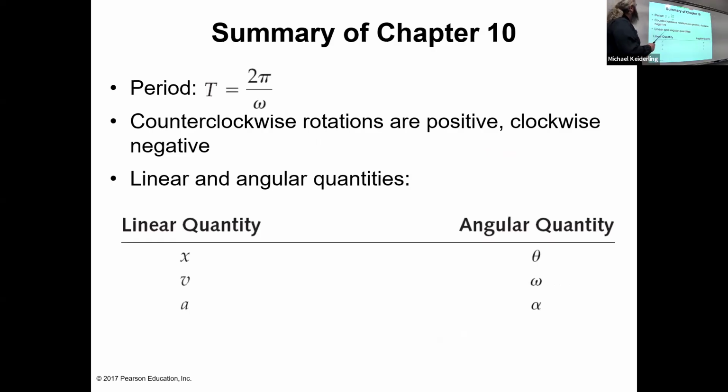The period of rotation is 2 pi over omega. One rotation is 2 pi radians. Omega is the rate of rotation. Conventionally, counterclockwise rotations are positive. Clockwise rotations are negative. And the analogs for linear and angular quantities: x corresponds to theta, v corresponds to omega, a corresponds to alpha.